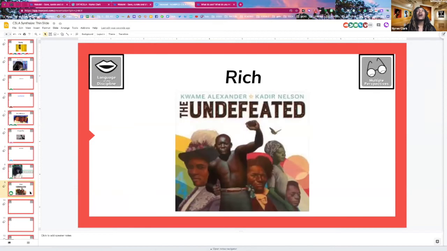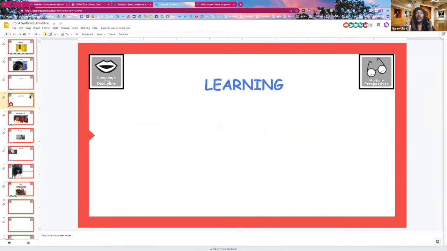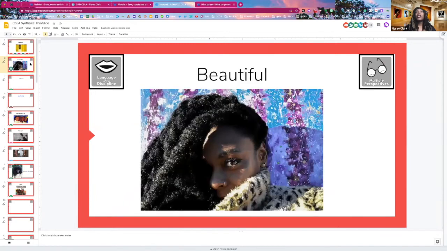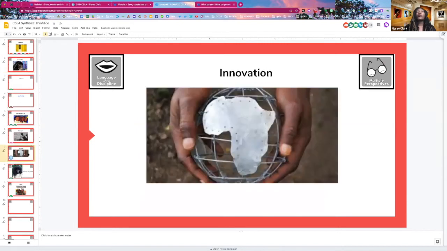Perseverance. We have undefeated. We have rich. And in just one slideshow, we have vocabulary as well as images. And look at all these images of power, of affirmation, of strength. So we are not seeing images that are challenging or that are negative. We are looking at images that are uplifting and affirming innovation. So again, showing value to our students that are in our classroom.